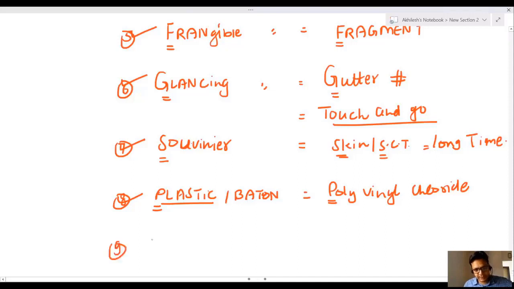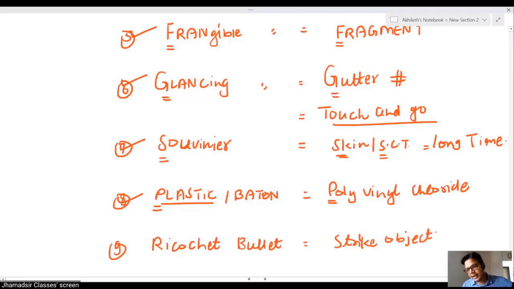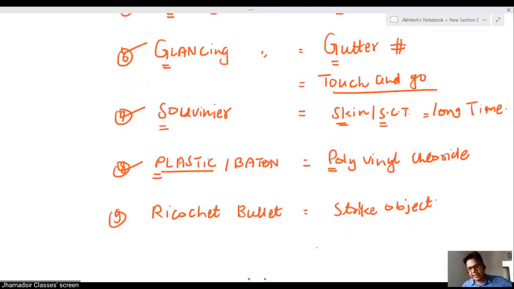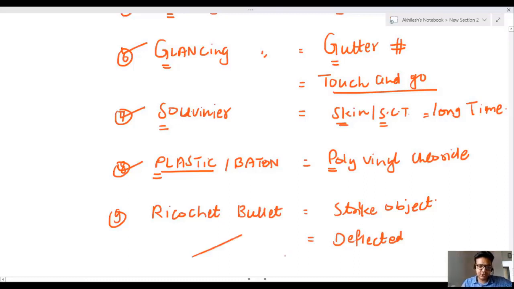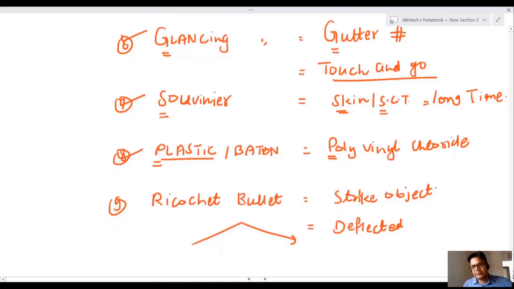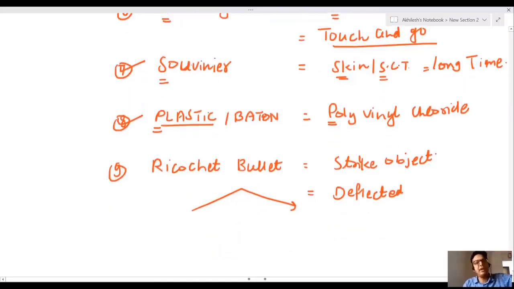Then ricochet bullet. Ricochet bullet is one which strikes the object and is deflected. So this deflected bullet is known as ricochet bullet. It affects the feature of the entry wound, because it is deflected from some object and then goes into your body.